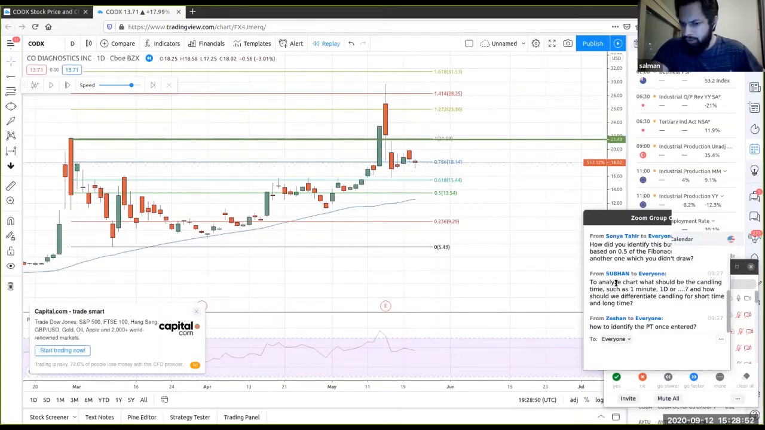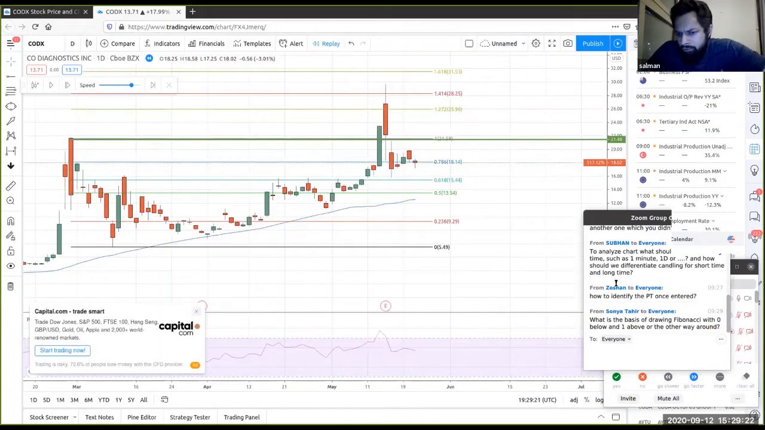What should be the candle time? Yes, Subhan, the candle time depends on how you're trading. For me, I don't trade on a daily basis. I usually trade in weeks or months, so I usually open my trade. That's why I trade on the daily chart. I just see the patterns on the daily, open the trade and then leave it for a few weeks. As long as it is not reaching the PT or SL, I just keep it open.